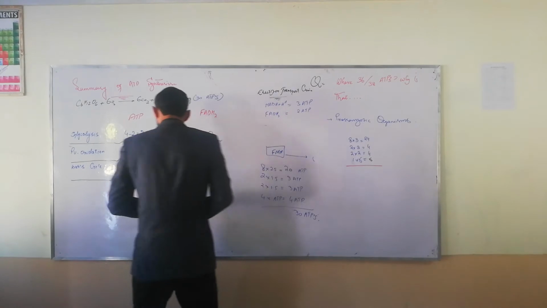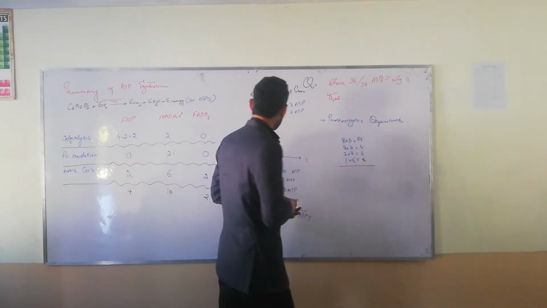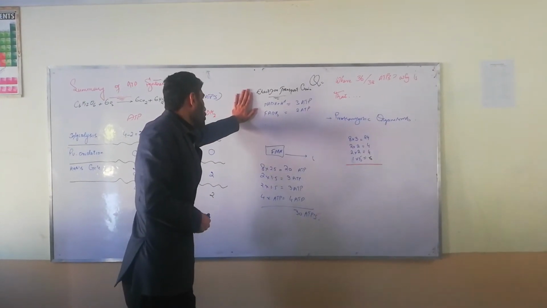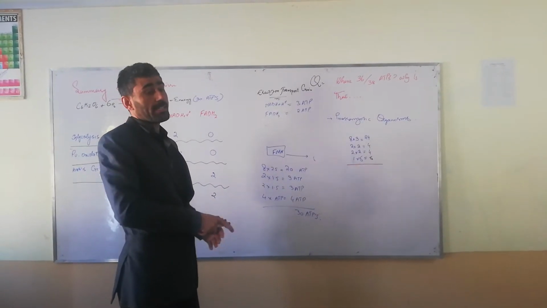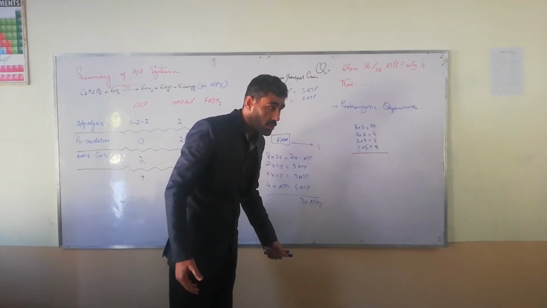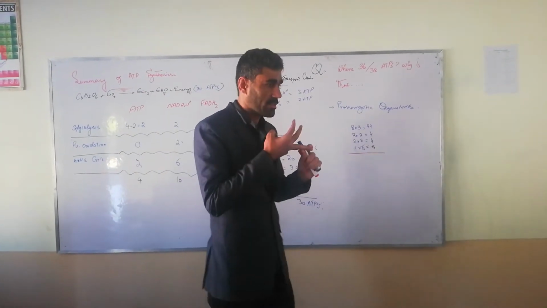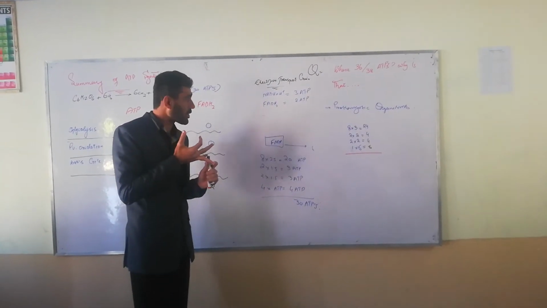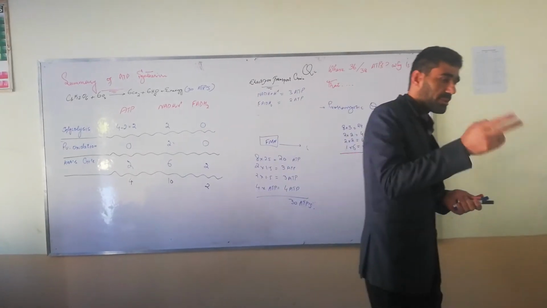So the basic reason behind these 30 ATPs, you can look at this: during the electron transport chain, when all these NADH plus H plus go into the electron transport chain, 1 NADH plus H plus will give you 3 ATPs, while FADH2 will give you only 2 ATPs.